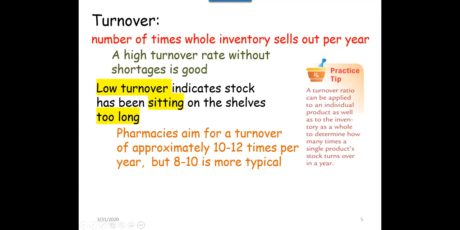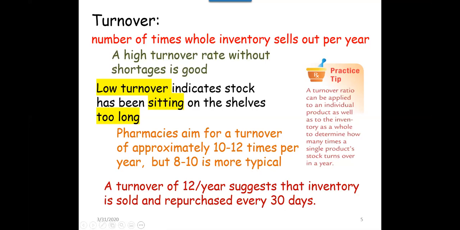I'll tell you, when I worked at Walmart, we received a bonus based on our profitability and based on turnover of our drugs. So if somebody didn't understand how turnover worked, it was important enough to learn, because one year I got a $78,000 bonus. So a turnover of 12 per year suggests that inventory is sold and repurchased every 30 days. That would be ideal.